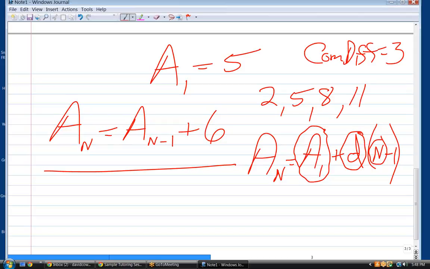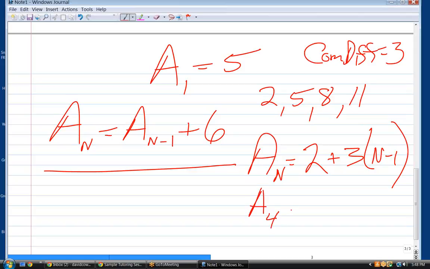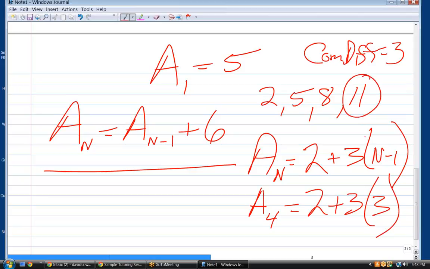Are you familiar with that? Yeah. In other words, if I wanted to express this sequence that I've written right here, the explicit way would be the first term plus the common difference times n minus 1. So if I wanted to know the fourth term, a sub 4, that's equal to 2 plus 3 times 4 minus 1, which is equal to 11. So it is. If I wanted to know the 40th term, I could figure it out pretty easily using this equation.